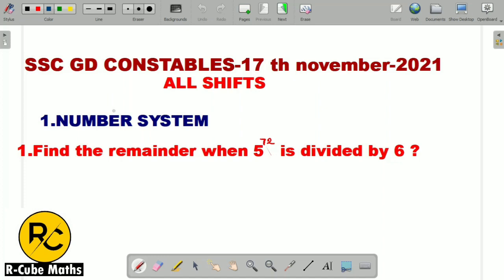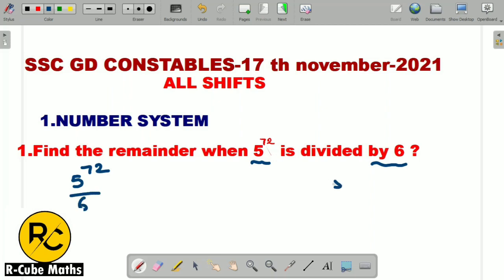Observe here, the first question belongs to the number system. Find the remainder when 5 power 72 is divided by 6. So here in this question we have to find the remainder when 5 power 72 is divided by 6.